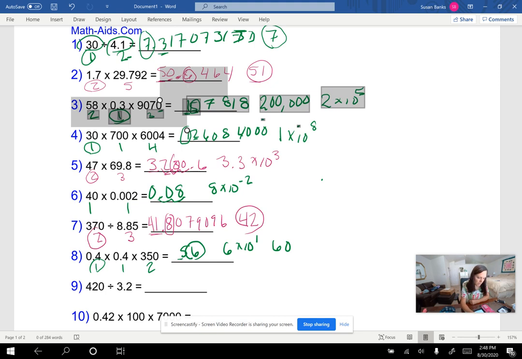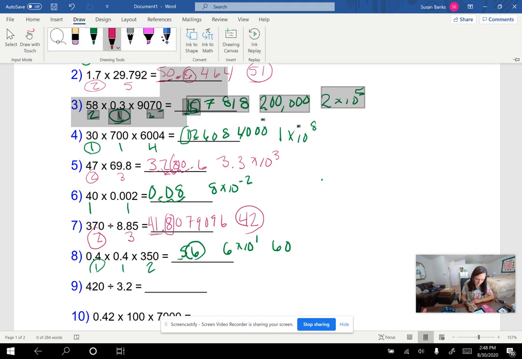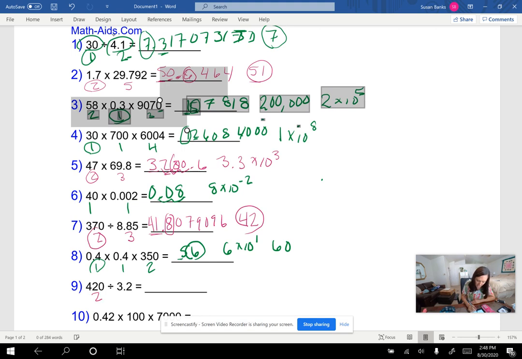Okay. Number 9, let's change color again. Number 9, I've got 2 digits here and I've got 2 digits here. So I can report 2 digits. So 420 divided by 3.2, my calculator gives me 131.25. So if I look at these first 2, that 1 tells me to round down. So my 2 options of reporting it are 130, or I can report it as 1.3 times 10 to the 2, because I had to move my decimal place 2 times to the left to do that.